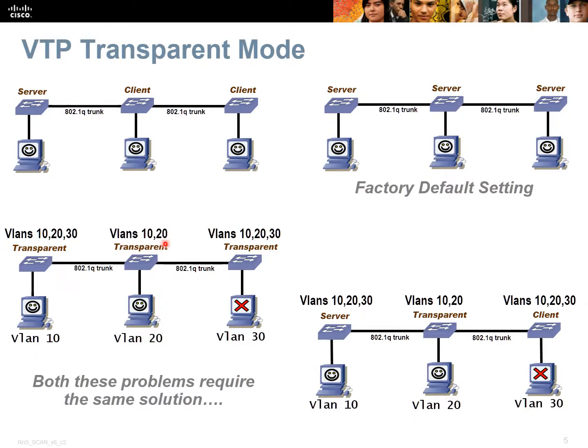And this is a very common thing you'll find when you're setting up VLANs in transparent mode: you need all VLANs here. So the solution to this problem is to put VLAN 10 and VLAN 20 and VLAN 30 all in.